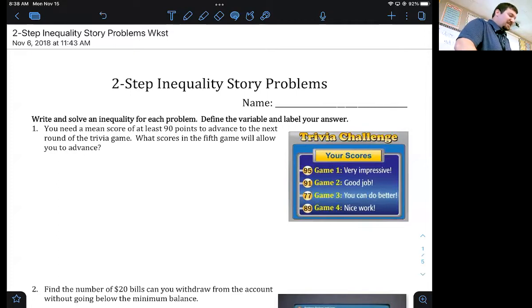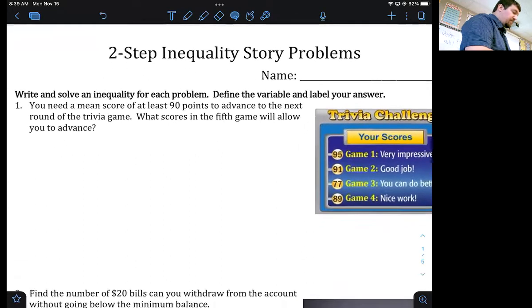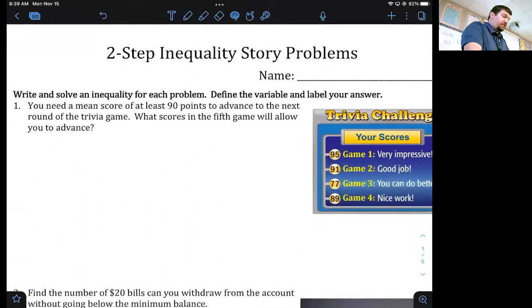All right. So this is the two-step inequality story problems worksheet. We're going to define the variable and then write and solve an inequality for each problem. Number one, you need a mean score of at least 90 points to advance to the next round of a trivia game. What scores in the fifth game would allow you to advance?